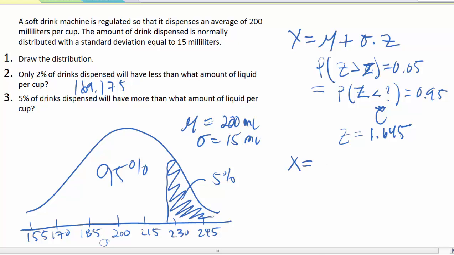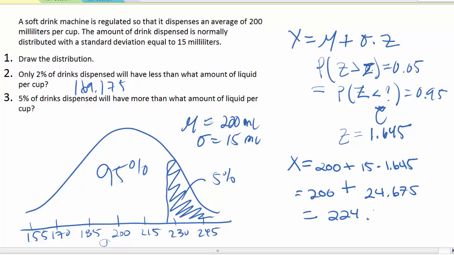X is equal to my mean of 200 plus the standard deviation of 15 times 1.645. This expression then comes out to be 24.675. Add on 200, and I get X to be 224.675. So only 5% of drinks will have more than 224.67 milliliters of liquid.